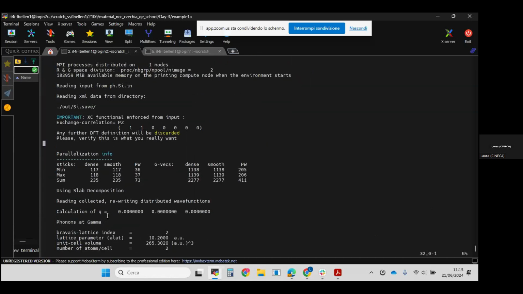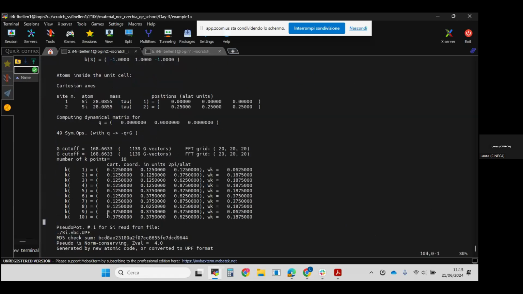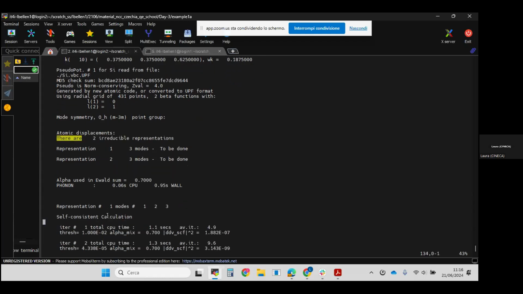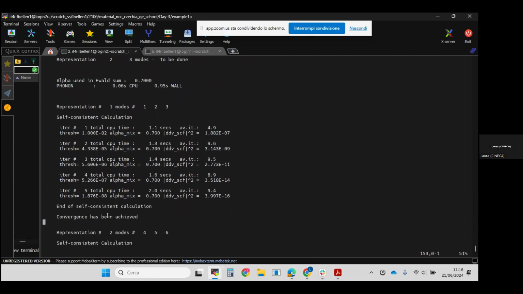So as you can see, basically the code is reading the saved data from the output directory. It is calculating the phonon frequencies at Q equal to 0, 0, 0. And the log file tells you that the dynamical matrix for this Q point is computed by using 2 irreducible representations. So the code implements 2 separate loops up to convergence, one for each irreducible representation.